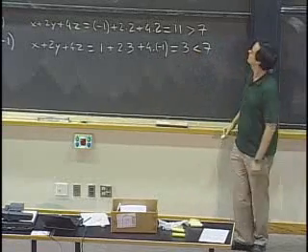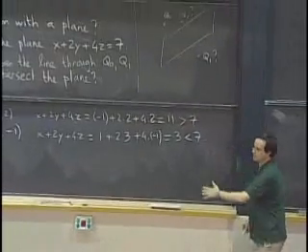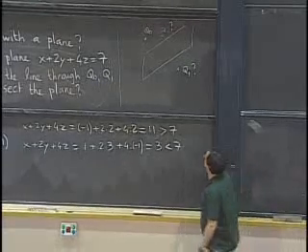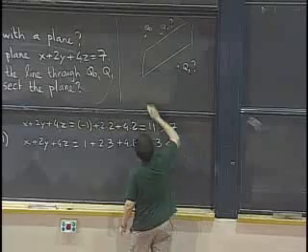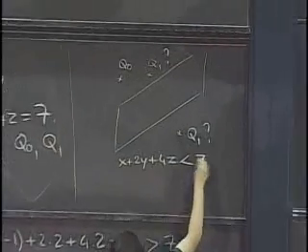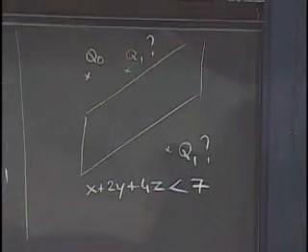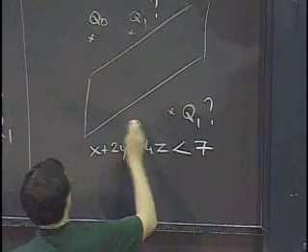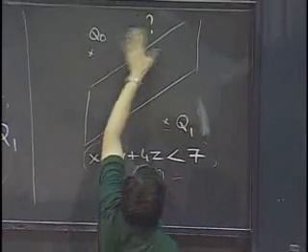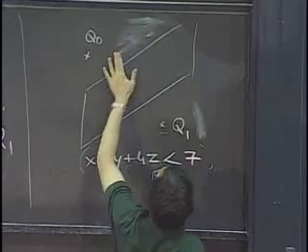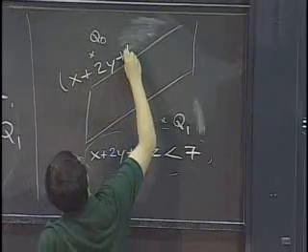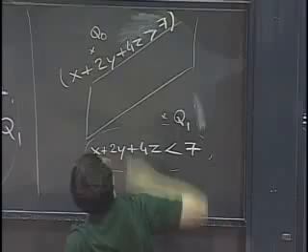That's less than 7. If you think about how a plane splits space into two half spaces on either side, one of them is going to be the points where x plus 2y plus 4z is less than 7. So that's somehow this side, and that's where Q1 is. And the other side is where x plus 2y plus 4z is actually bigger than 7.